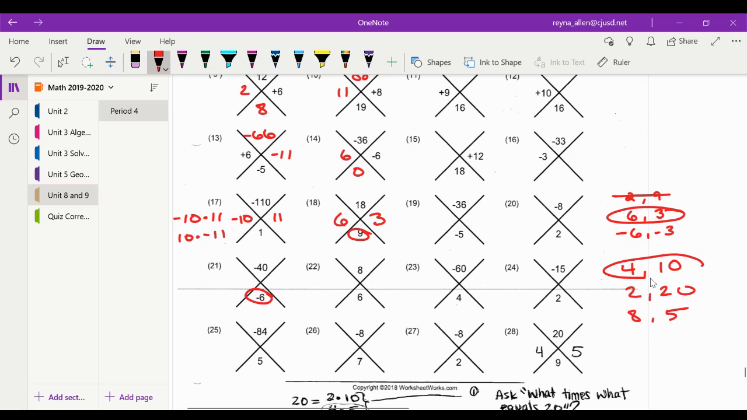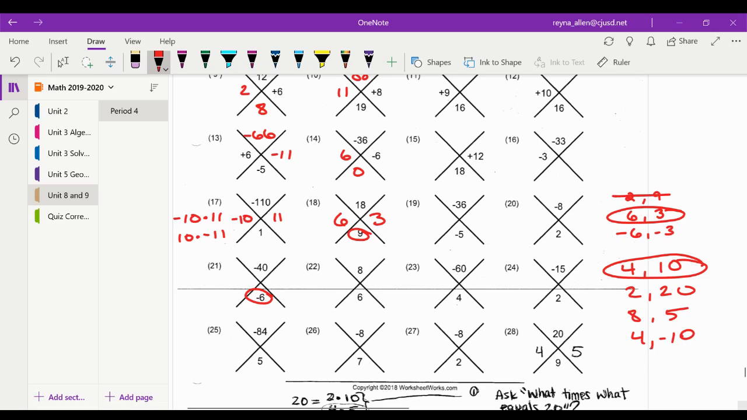4 and 10 kind of look like they could make a 6, right? Now we have to figure out which one would be positive, which one would be negative. Well, our answer is negative, which means we need more negatives. So that makes me believe that we would have a positive 4 and a negative 10.